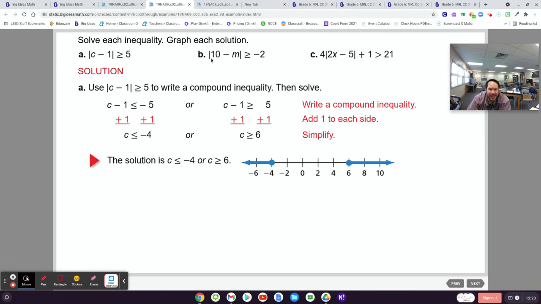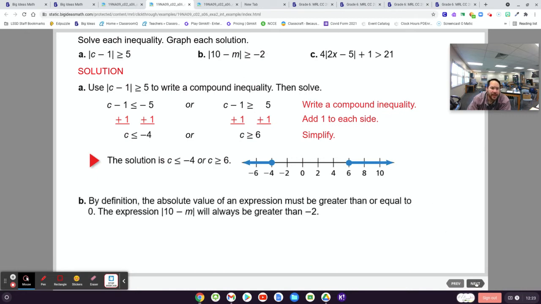Now let's try B. Try and solve B. See what you got. All right, so same deal. You would try to set up two different inequalities. However, it says all real numbers are going to be solutions. They're not going to walk us through it.